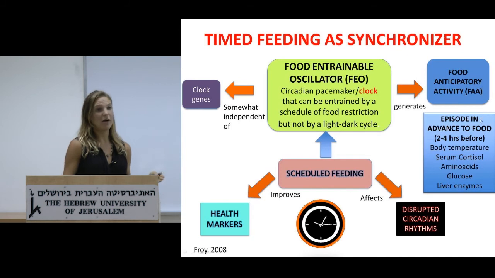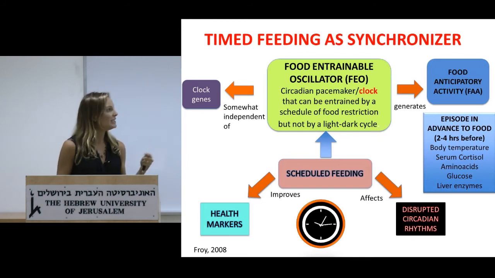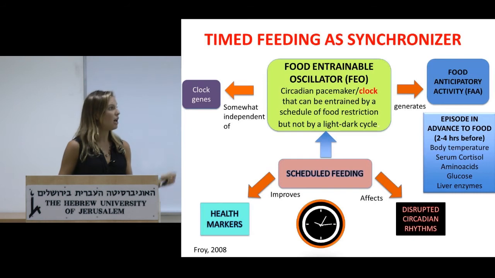This was discovered by, for example, taking mice and ablating their suprachiasmatic nuclei, but they saw that even without this element, they still had the food anticipatory activity. What is the food anticipatory activity? It's an episode in advance of food, 2 or 4 hours before, when our body starts getting ready to be fed. So body temperature increases, as do serum cortisol, amino acids, glucose, and liver enzymes. So this was an important discovery.